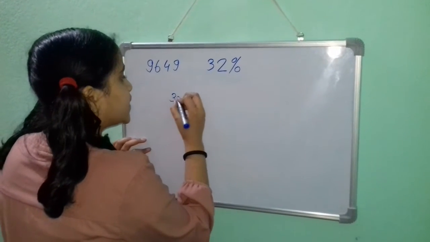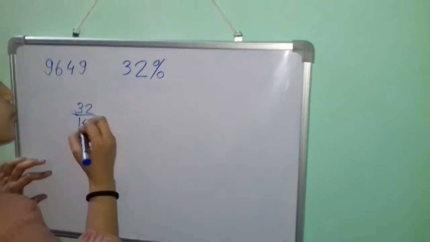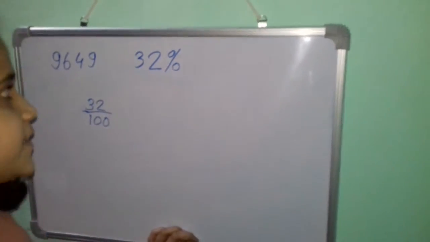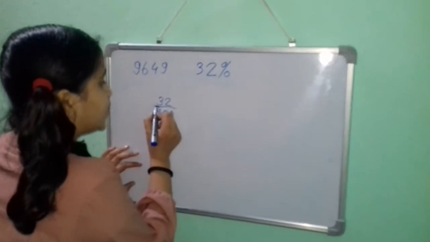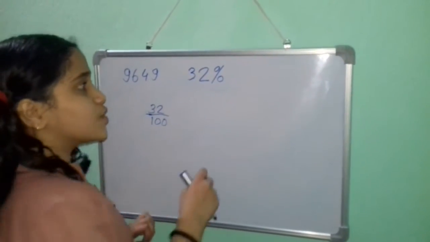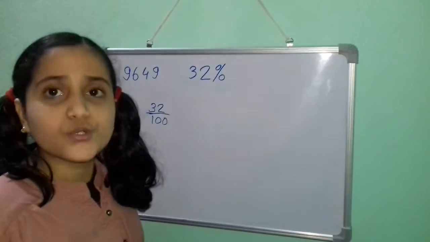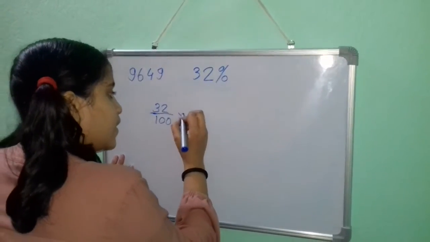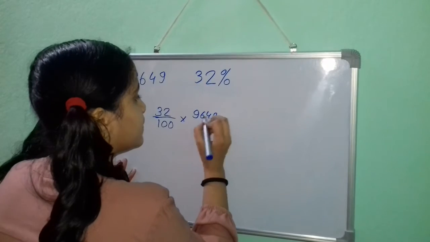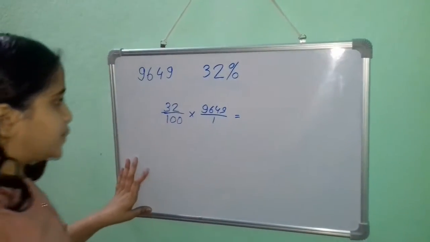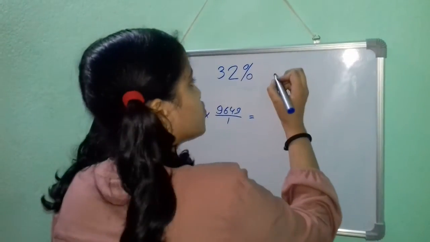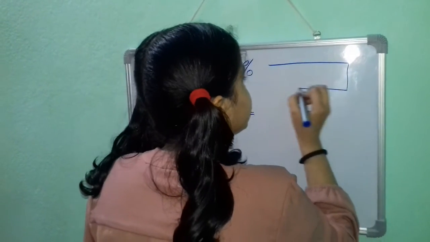Now here 32%, so 32 by 100 we will write. Why? I have told you that in my percentage video, so please see that video. I am telling it now only because this percent mark itself shows 100. So let's start. Now we have to multiply 32 by 100 by 9649 by 1. So we have to multiply 32 and 9649. Let's do it by the lattice method.